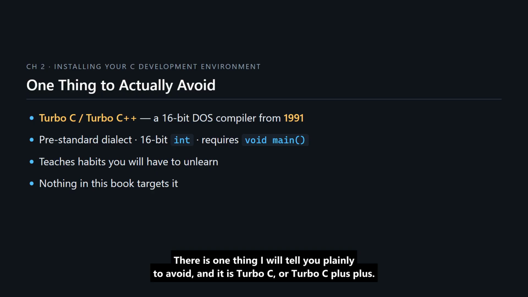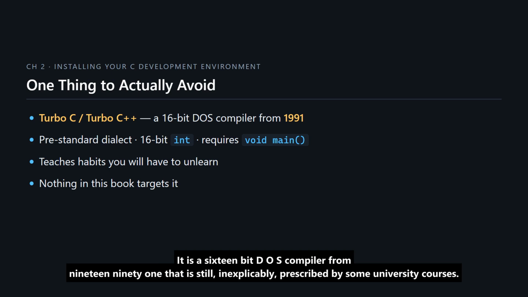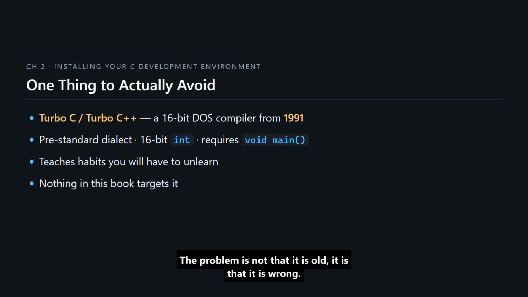There is one thing I will tell you plainly to avoid, and it is Turbo C or Turbo C++. It is a 16-bit DOS compiler from 1991 that is still inexplicably prescribed by some university courses. The problem is not that it is old, it is that it is wrong. It implements a dialect that predates the first C standard.